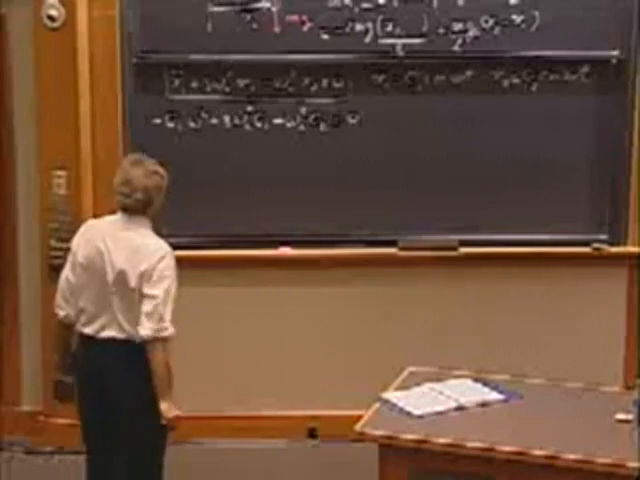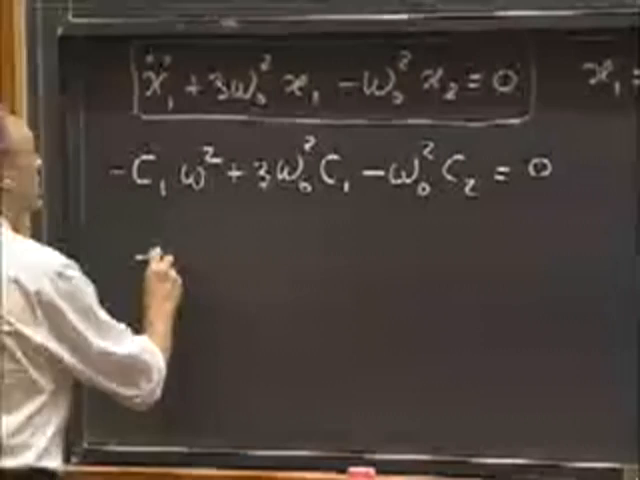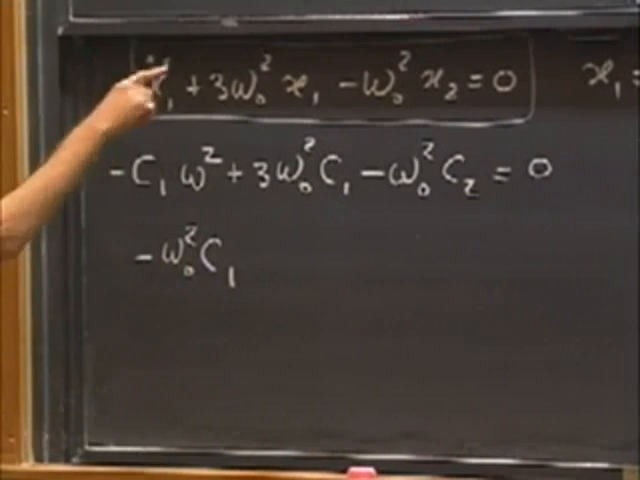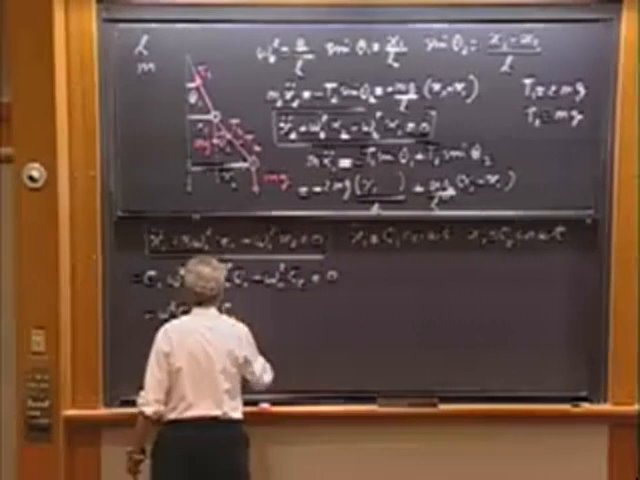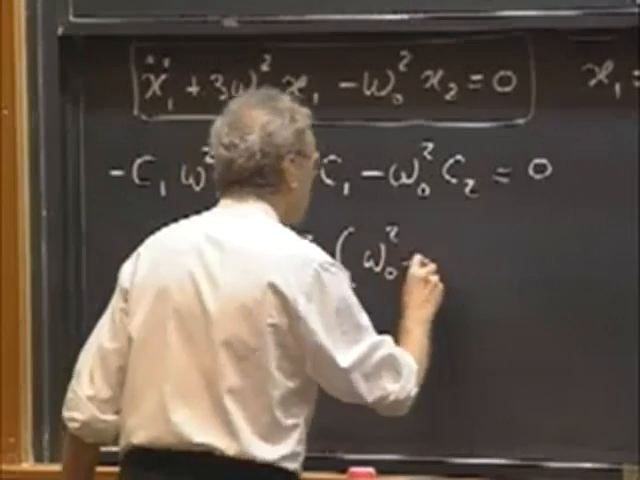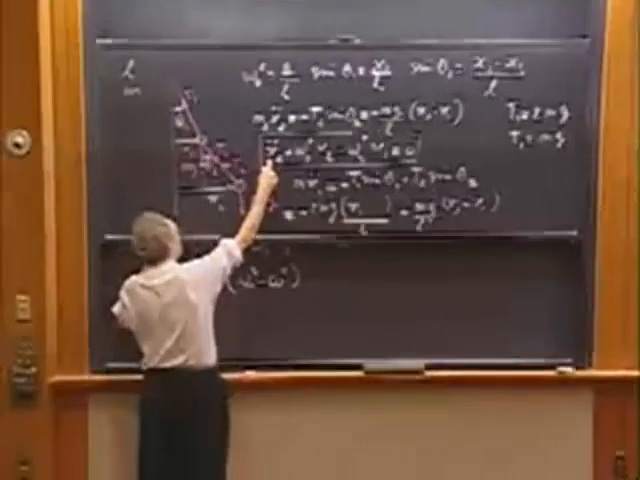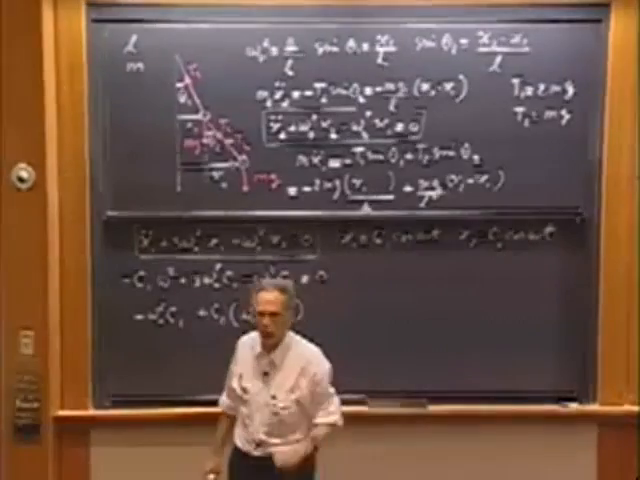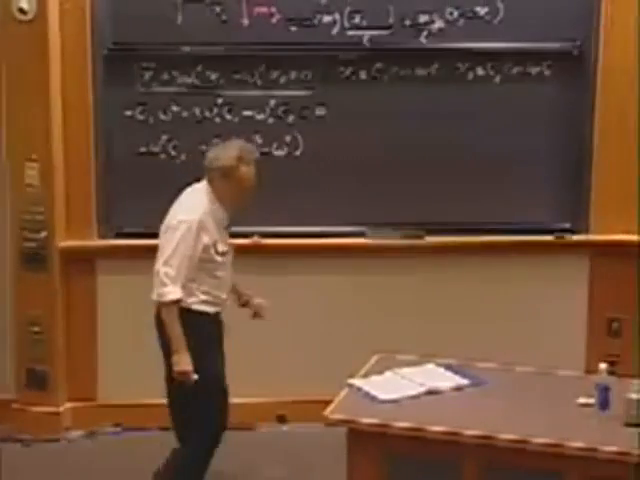I'm going to the other equation. I'm going to put the C1 on the left. So we get minus omega 0 squared times C1. That's the term you have here. And then we have plus C2 times omega 0 squared minus omega squared. And this minus omega squared comes from the second derivative of this one. Right? Omega squared comes out, and then the cosine goes to a sine that gives you the minus sign.